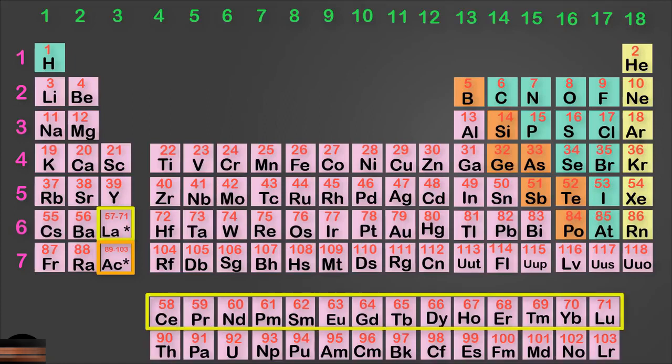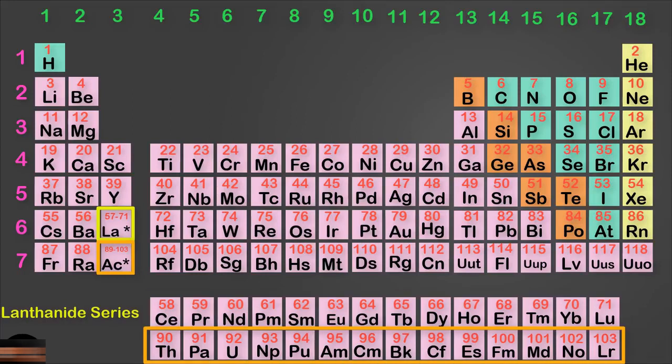The elements 57 to 71 are called lanthanide series because they start with the element lanthanum. These elements are rare earth elements. And elements from 89 to 103 are called actinide series because they start with the element actinium. These are radioactive elements. Now let's discuss the merits of the modern periodic table.